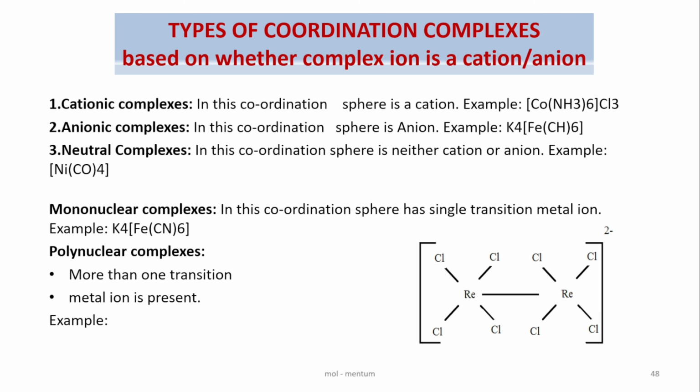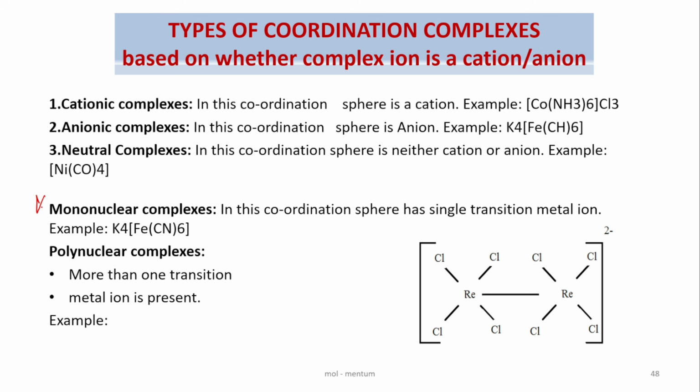Now, there are various types of coordination complexes. Based on the charge, it could be a cationic complex, like we have here. When this ionizes, we get 3Cl minus, and the complex will have 3 positive. Anionic complexes are like this one, K4[Fe(CN)6]. When it dissociates, it gives 4K plus, and the complex will have 4 minus. These are examples of anionic complexes. Then we have neutral, like Ni(CO)4. Carbonyl is a neutral ligand, zero contribution, so the charge will be 0.